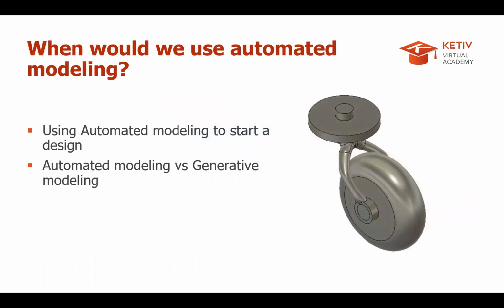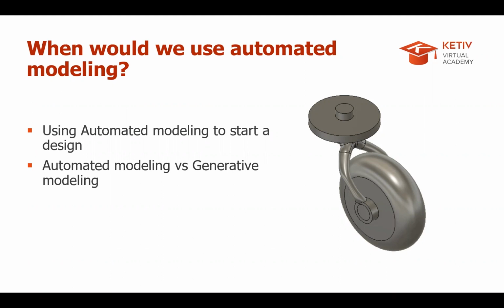So when would you use automated modeling? I think where it comes in really handy is when you're just starting a design and you're not sure where you want to take that part or how you want to start it. I know in school, whenever I would create anything, it would be mostly boxes and cylinders. And I think the way the automated modeling tool creates its designs is it uses a lot more freeform modeling, which allows you to get more complex designs as opposed to just boxes or cylinders.